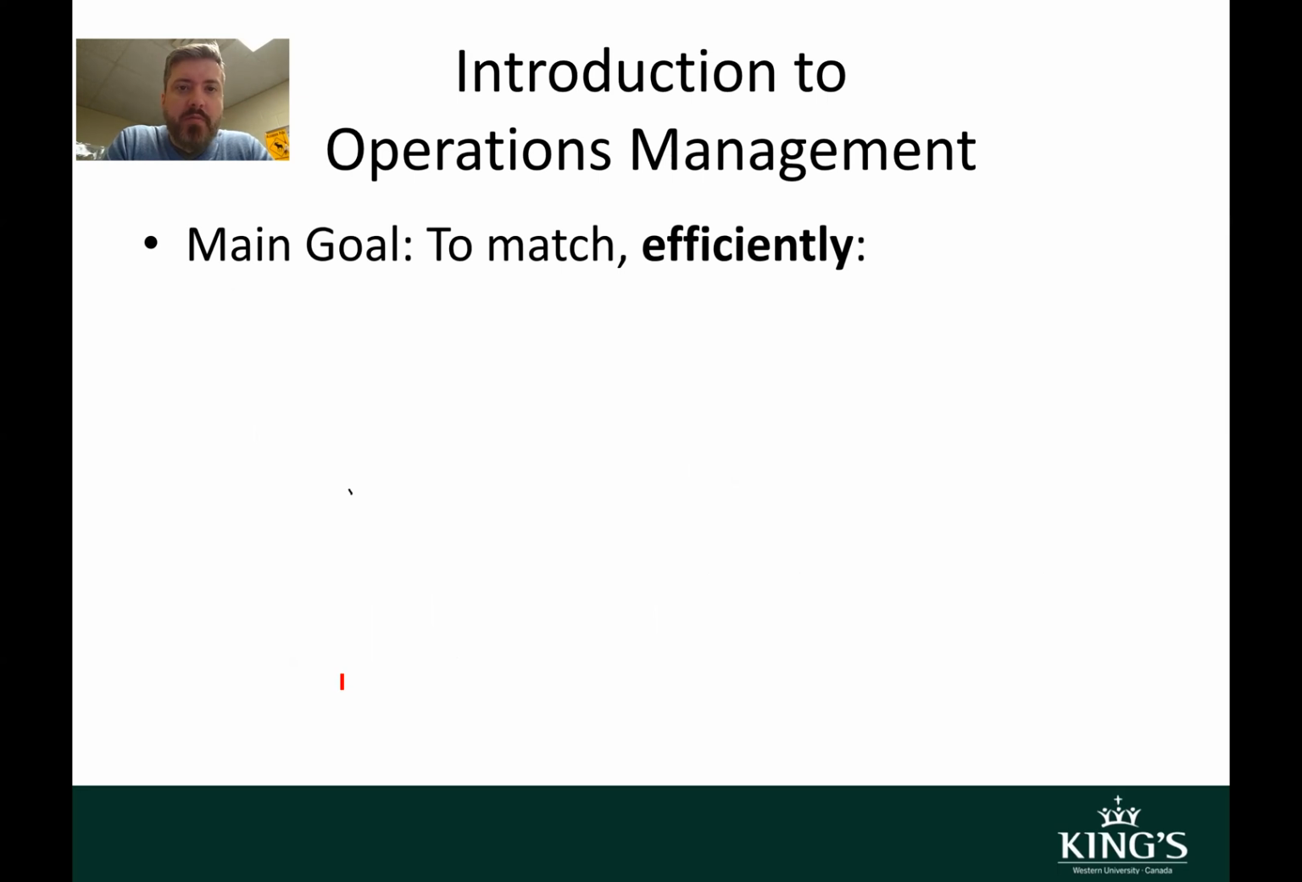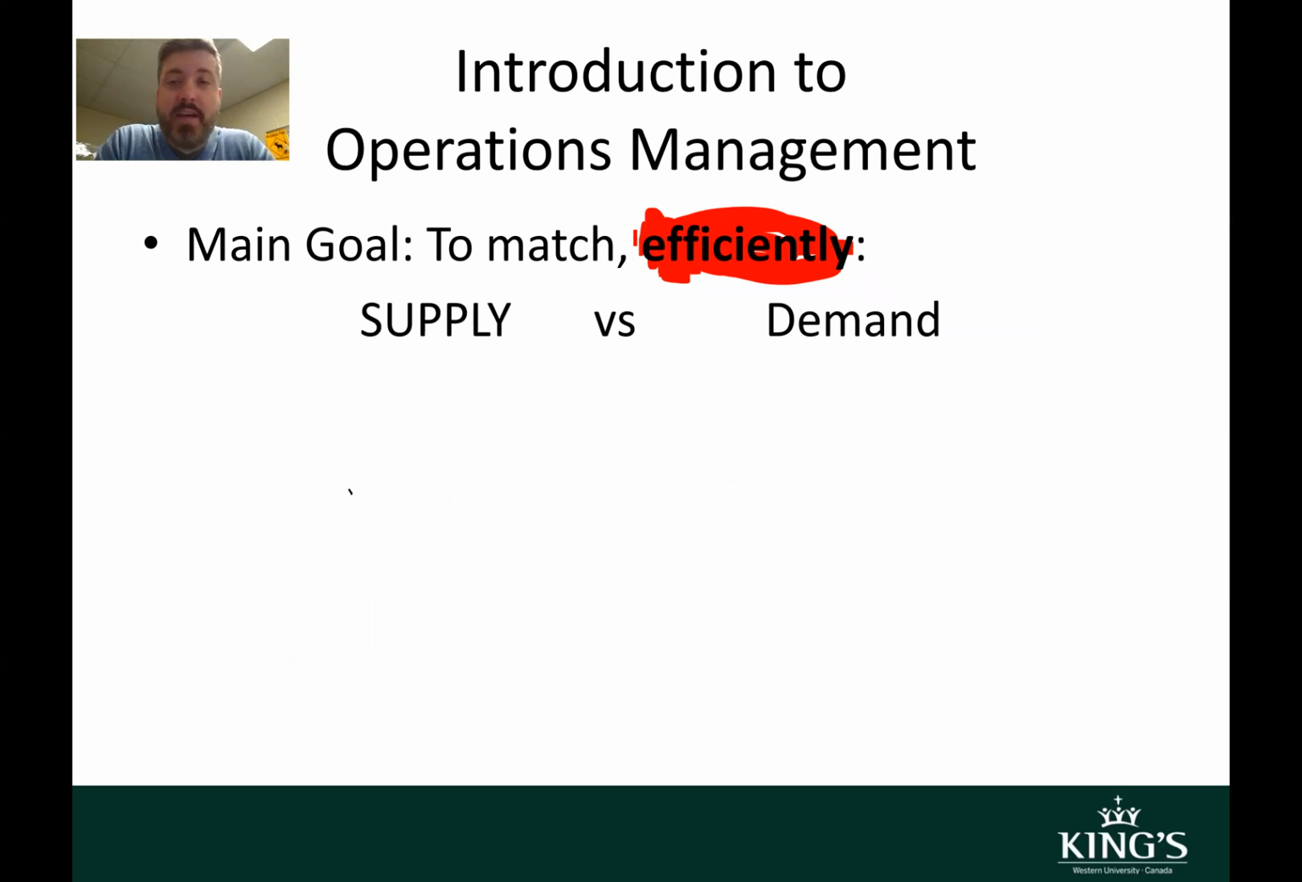So first and foremost, what I like to say is that operations management has one main goal, and that goal is to match, and I'm going to highlight this, efficiently. This is very, very important. We're going to highlight this because to match supply and demand efficiently is an incredibly hard task. By supply, I mean this has to do with capacity. So what is the capacity of any given company to provide services or products to its clients? And demand is what your clients want.